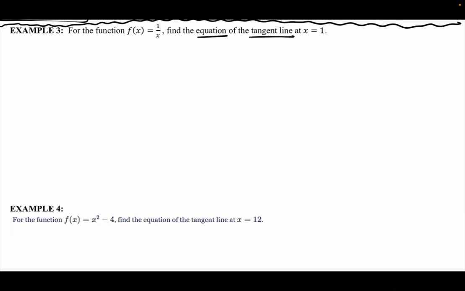find an equation of a line. Equation of a tangent line. Well, equation of a line. You probably haven't done this in a while. So let's go over what's the equation of a line?